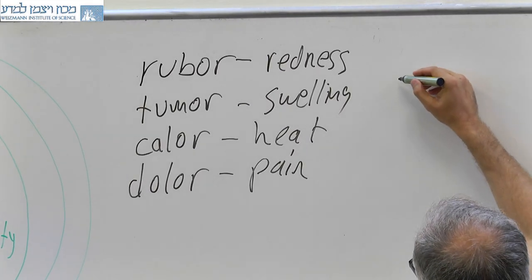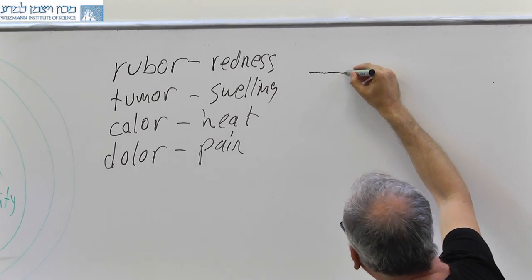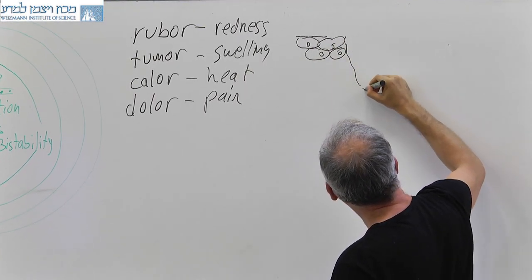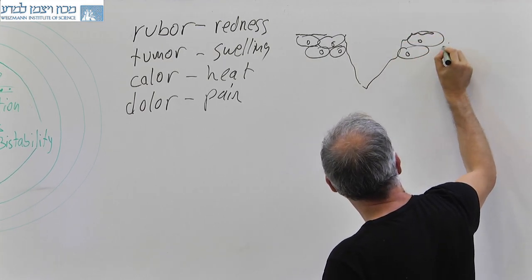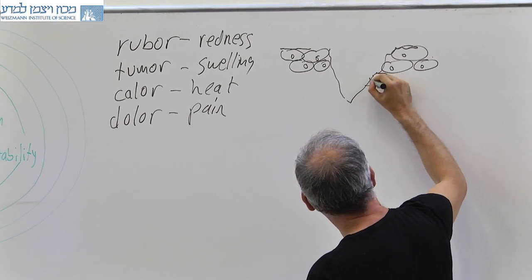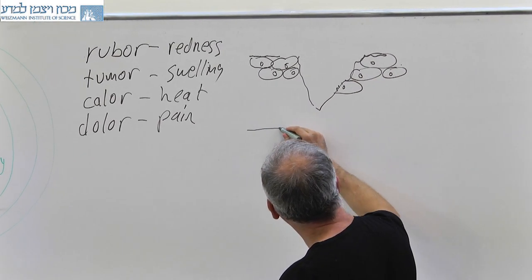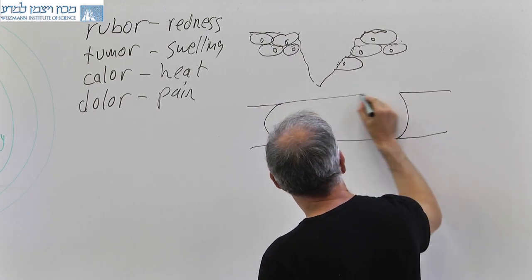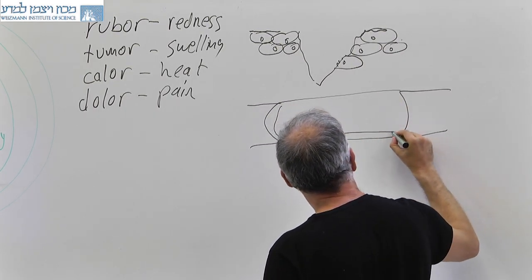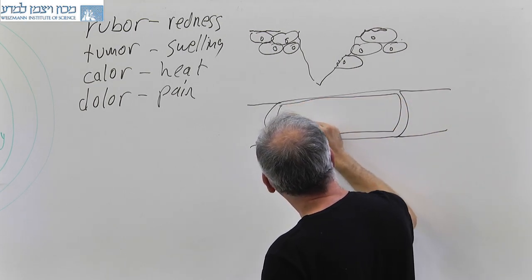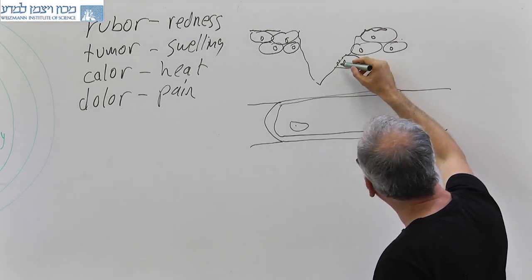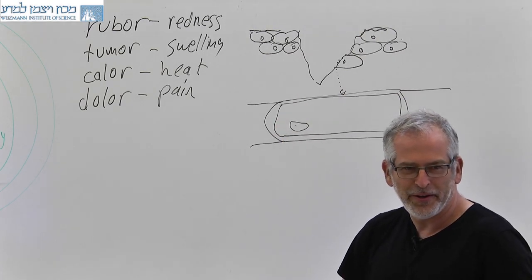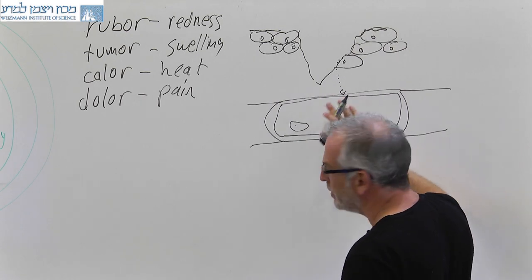So what happens when there's an injury? We have here a nice tissue. Now there's an injury here, and some cells are damaged, right? Underneath the tissue is a blood vessel, with some red blood cells. And these damaged tissues secrete chemicals that do something to the blood that's going to give us this redness, swelling, heat, and pain. Basically two things happen in parallel.